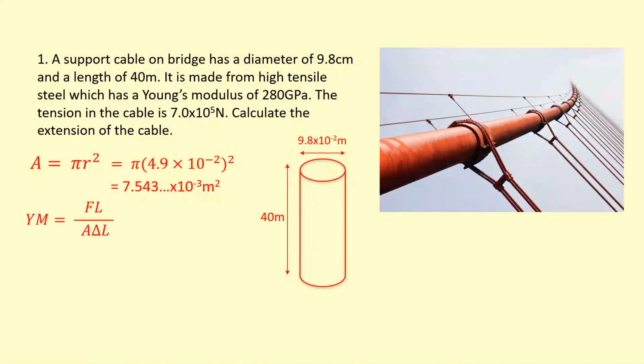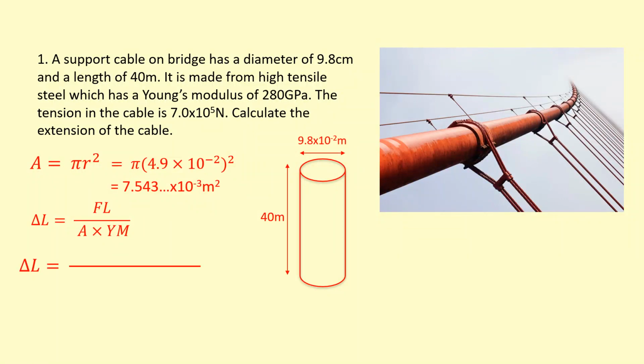Then I'm going to write down the equation for Young's modulus, where I've already done the stress divided by strain and I've arranged it correctly. Because I want the extension delta L, I'm going to bring that to the left-hand side and bring Young's modulus to the bottom. So the equation looks like this. Okay, so let's start filling it in.